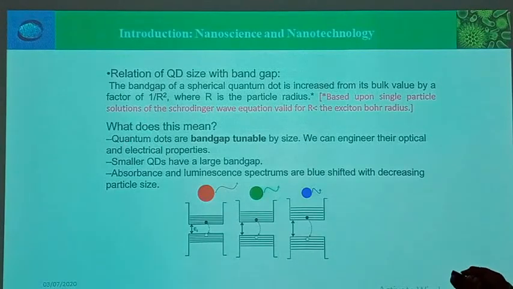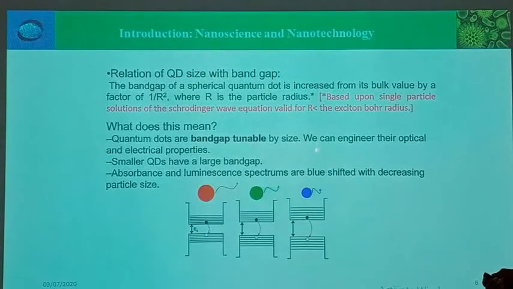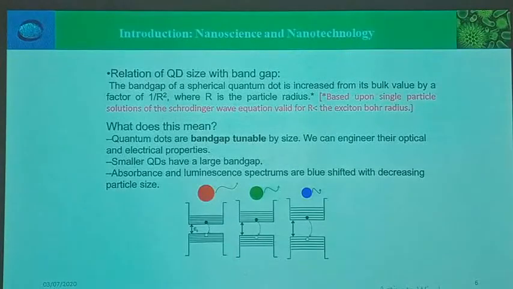Now, what does this mean? These quantum dots are band gap tunable by size. When you change the size of that quantum dot, there is a change in energy level, discreteness increases, and we can engineer their optical and electrical properties. Now, smaller quantum dots have the larger band gap. The more you decrease the size, the more and more splitting you will find, and there is an increase in the band gap.